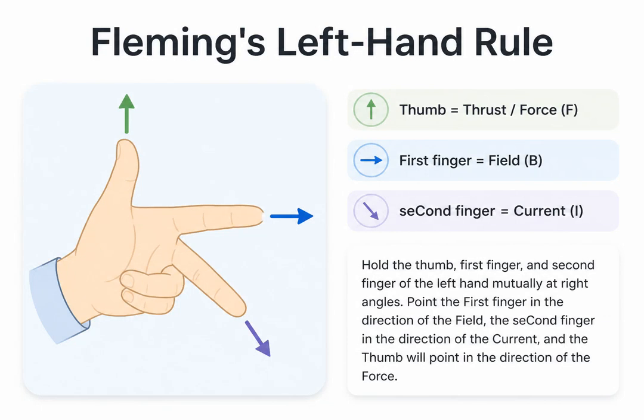To find the direction of this force, we use a handy tool called Fleming's left-hand rule. If you hold the thumb, first finger, and second finger of your left hand mutually at right angles to each other, they represent 3 orthogonal axes. Your first finger points in the direction of the magnetic field, your second finger points in the direction of the conventional current, and your thumb will naturally point in the direction of the resulting mechanical force, or thrust. It's an easy way to remember how these 3 vectors relate in 3-dimensional space.